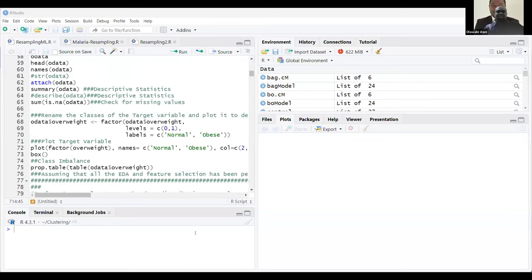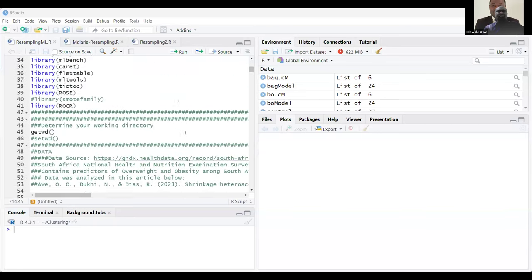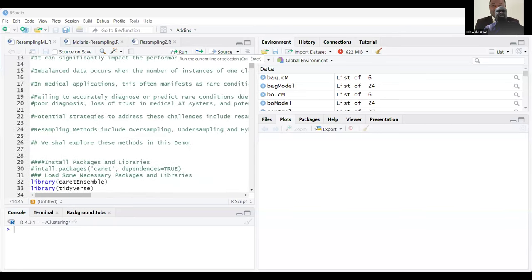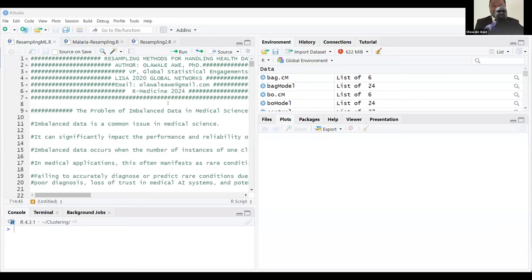So the title of my demo is Resampling Methods for Handling Health Data. My name is Olawale. I am the Vice President of Global Statistical Engagements of the Literature Training Global Network, situated at the University of Colorado Boulder.